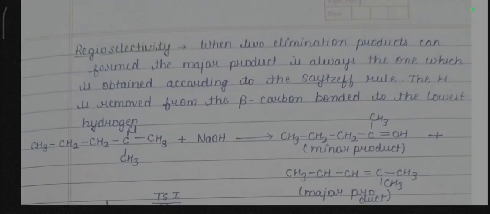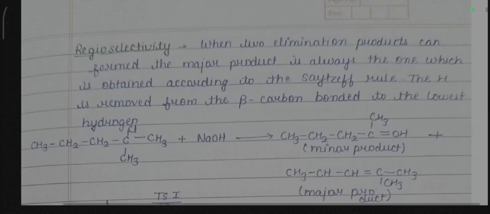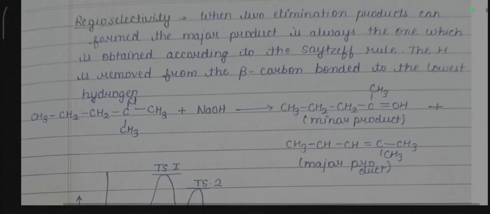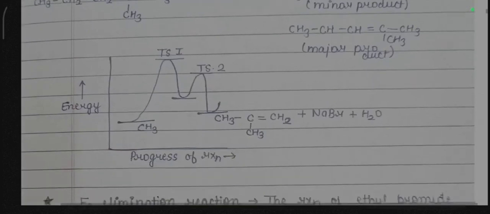Regioselectivity: when two elimination products can be formed, the major product is always the one obtained according to the Saytzeff rule. The H is removed from the beta carbon bonded to the lowest number of hydrogens. CH3CH2CH2CH(Br)CH3 plus NaOH gives CH3CH2CH2CH=CH2, which is the minor product, plus CH3CH2CH=CHCH3, which is the major product.